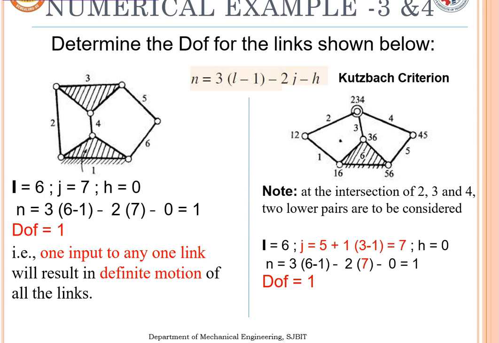Further, if you take another structure, problem number 4, you can see that at the intersection 2, 3, 4, two lower pairs have to be considered. So here you have to count the number of joints. The number of joints is 6, the number of lower pairs is considered as 7, and the number of higher pairs is 0. If we substitute in the expression, you will get the degree of freedom as 1.